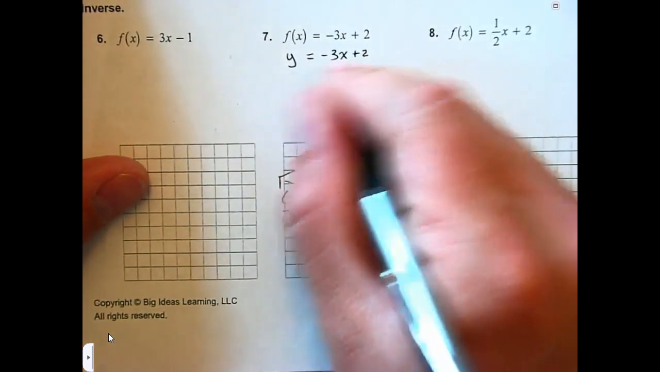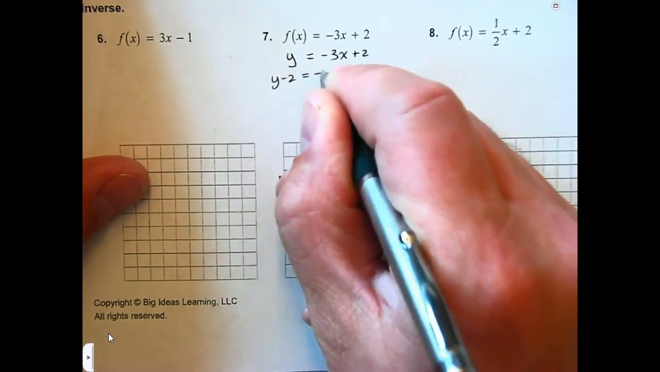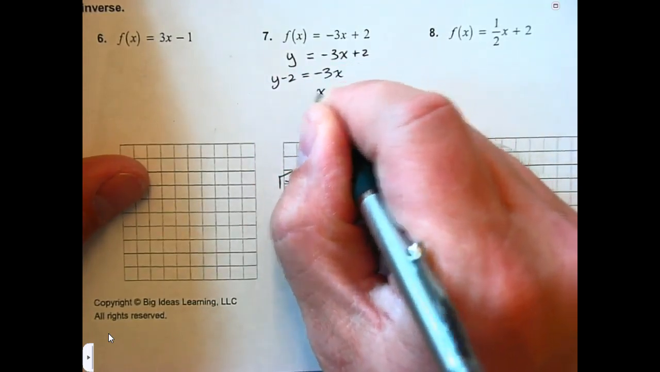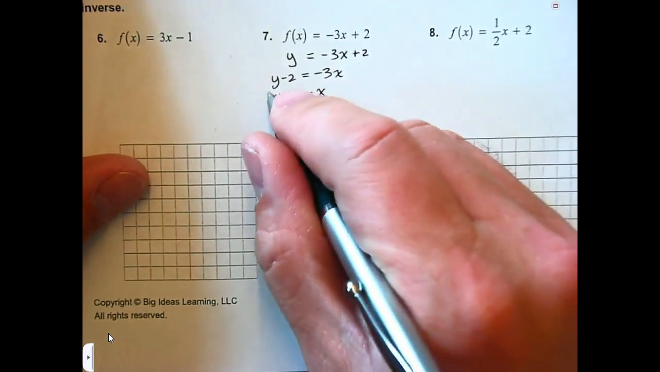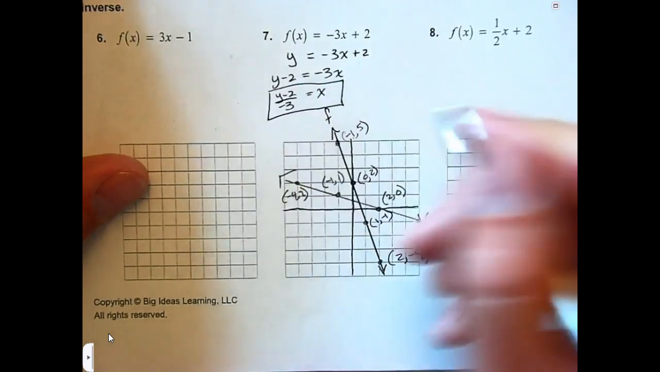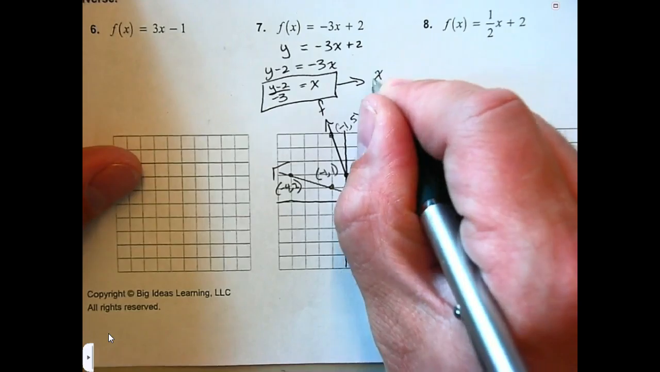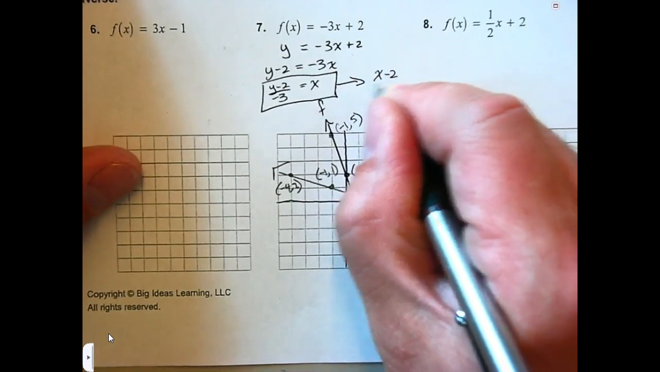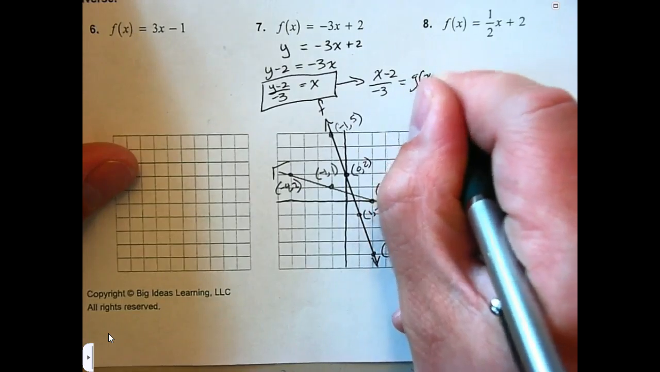Inverse function, if we solve this for x, there's my inverse function, as long as I switch my variables around. So I'd have to say x minus 2 over negative 3 equals g of x.